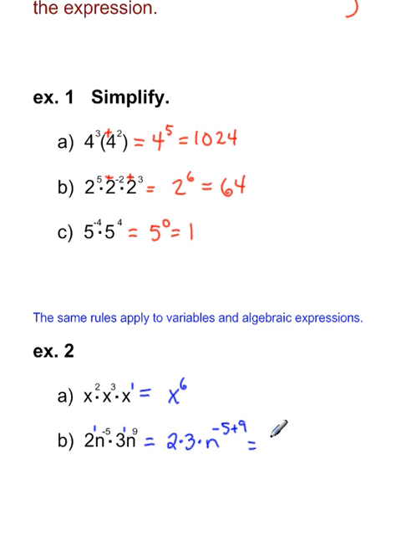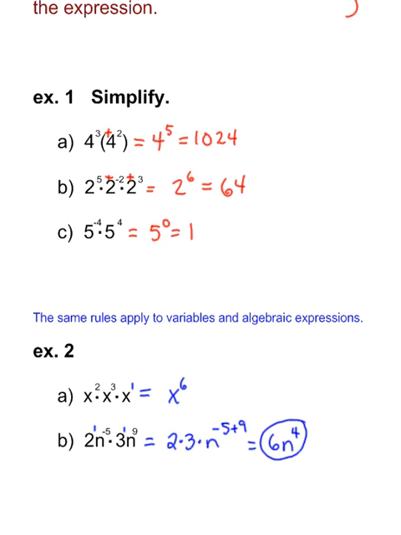So we're going to have 2 times 3 times n to the negative 5 plus 9 power. So the 2 times 3 will turn into 6, and n to the negative 5 plus 9 becomes n to the 4th power. Since n is the only one with an exponent greater than 1, we don't have to worry about simplifying this further. 6 has an exponent of 1, and so 6 n to the 4th is the answer for the B part of example 2.